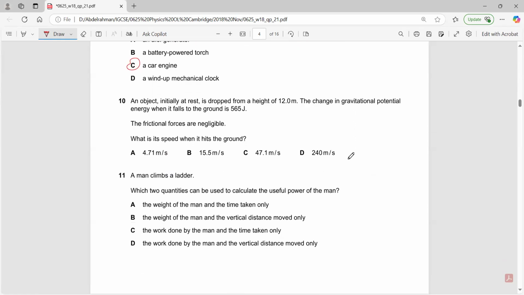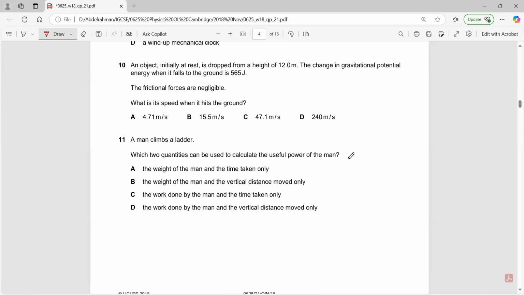An object initially at rest is dropped from a height of 12 meters. The change in gravitational potential energy is 565 joules. The frictional forces are negligible. Find the speed when it hits the ground. What is the speed as it hits the ground? Well, I don't have the mass. Yes, you do not have the mass, but you can use the equation.